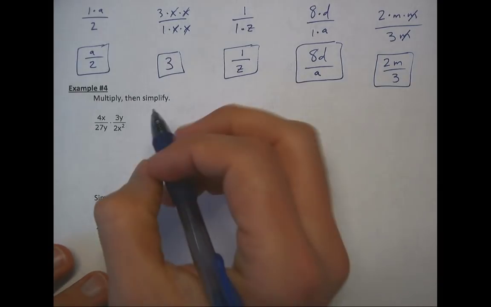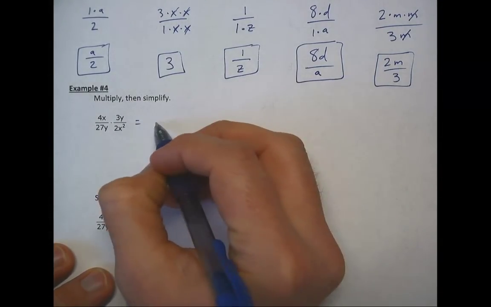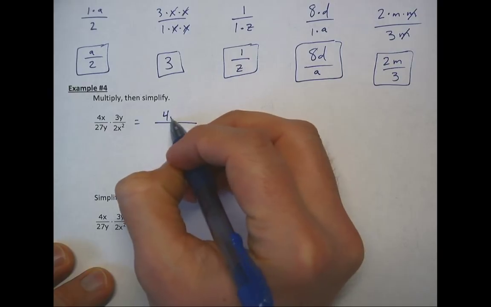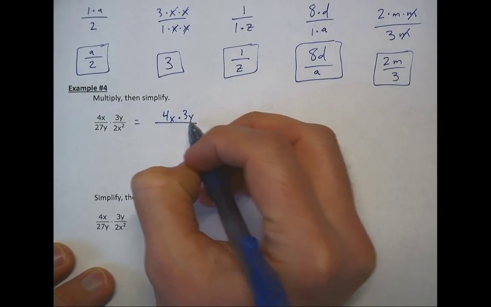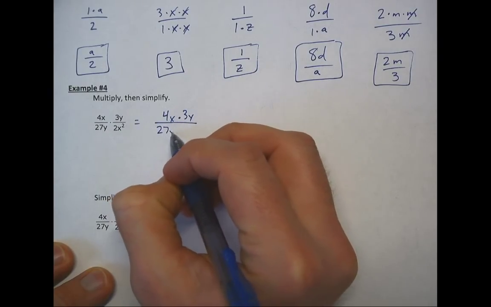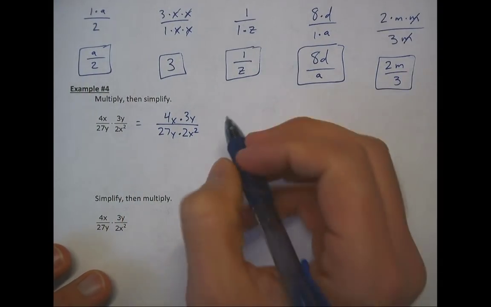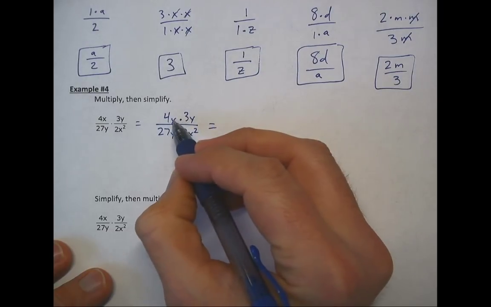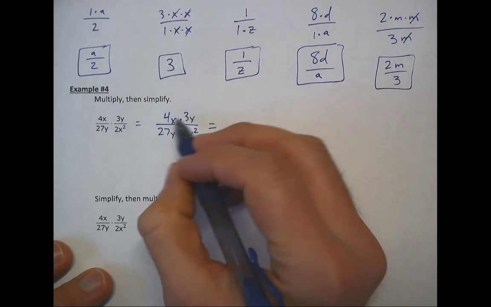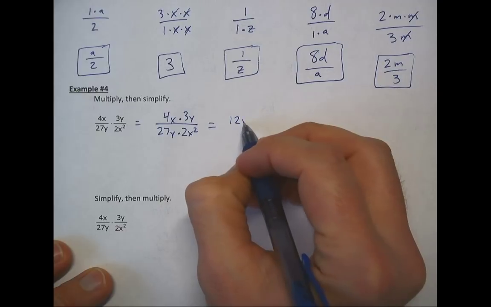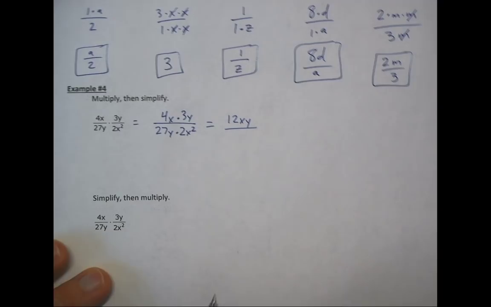So if we're going to multiply first, okay, we're going to do the whole top here. So it's going to be 4x times 3y, and on the bottom it's going to be 27y times 2x squared. So if we actually run the math there, can't multiply an x and a y, they're just going to tag along, but 4 times 3 is 12. So you're going to write 12xy.